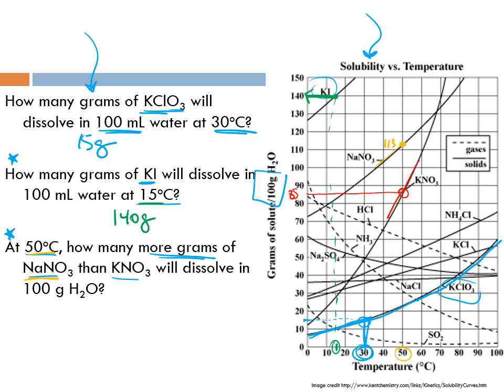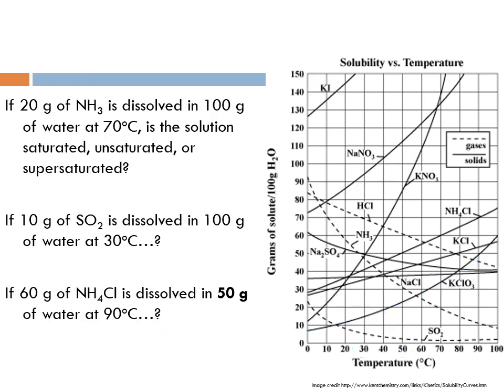And so we can do 113 minus 85, and that's going to give us just about 28 grams more of sodium nitrate can be dissolved than grams of potassium nitrate. Good? Good. We can also use our solubility curves to determine if solutions are saturated, unsaturated, or supersaturated.